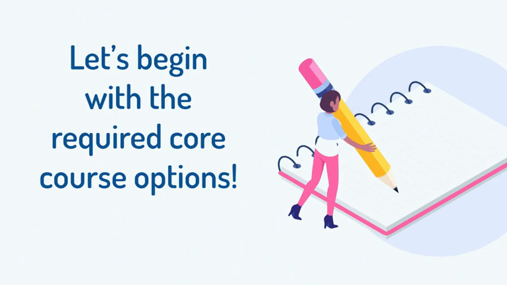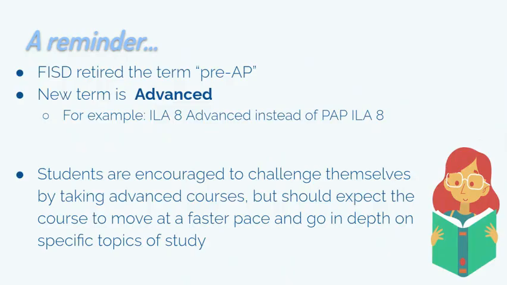Let's begin with the required course options. A reminder, Frisco ISD retired the term pre-AP last year. The new term advanced is what we'll use in place of pre-AP. ILA 8 advanced is going to be the term instead of pre-AP ILA 8. Students are encouraged to challenge themselves by taking advanced courses, but should expect the course to move at a faster pace and go in depth on specific topics of study.